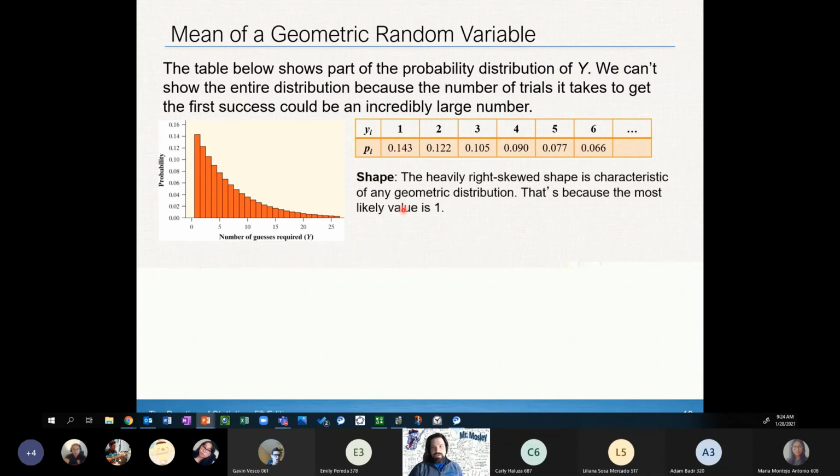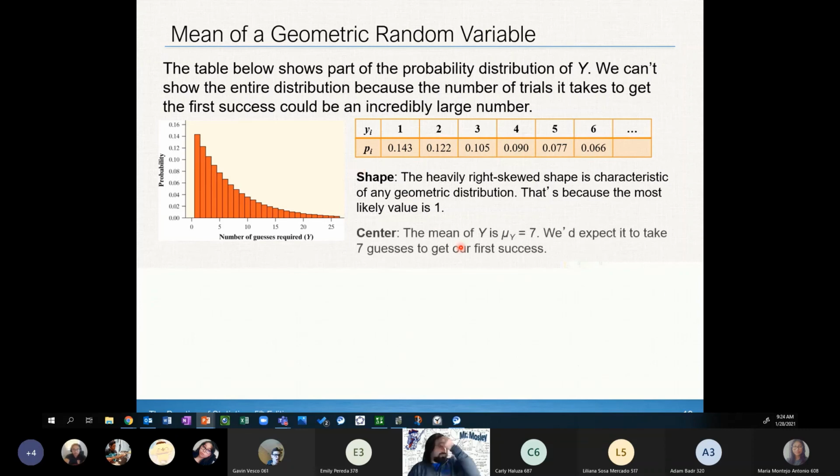Describe shape, center, and spread. The shape is heavily right-skewed, and it is characteristic of any geometric distribution. It's because the most likely value is 1. That has the highest probability: the first person getting it correct.